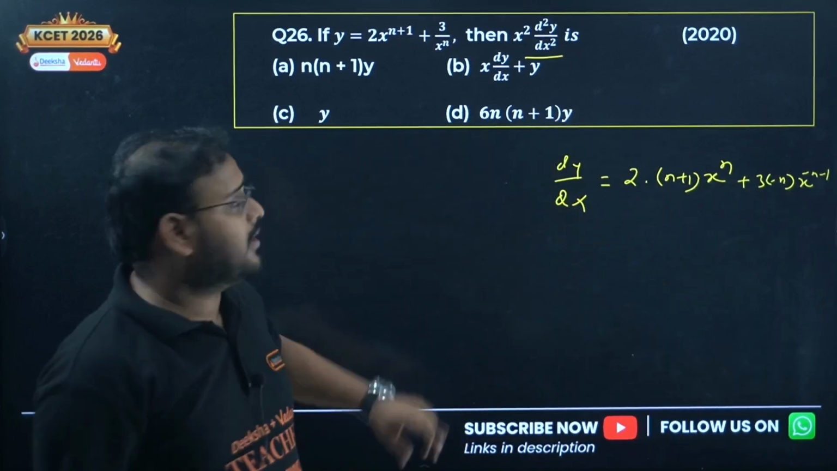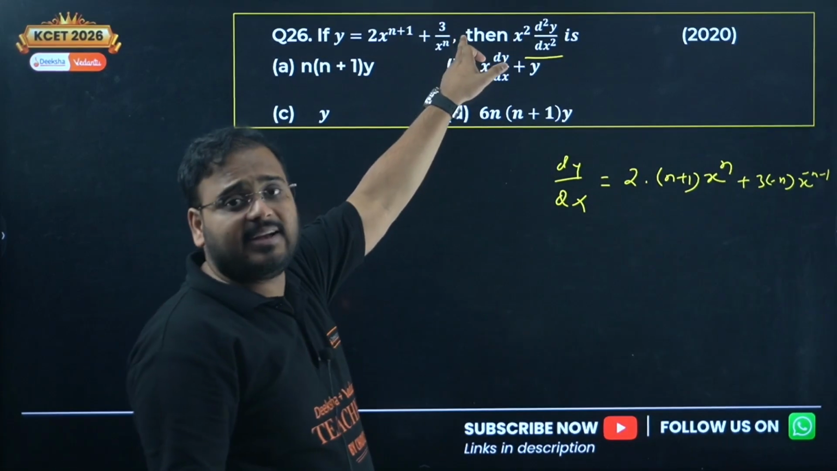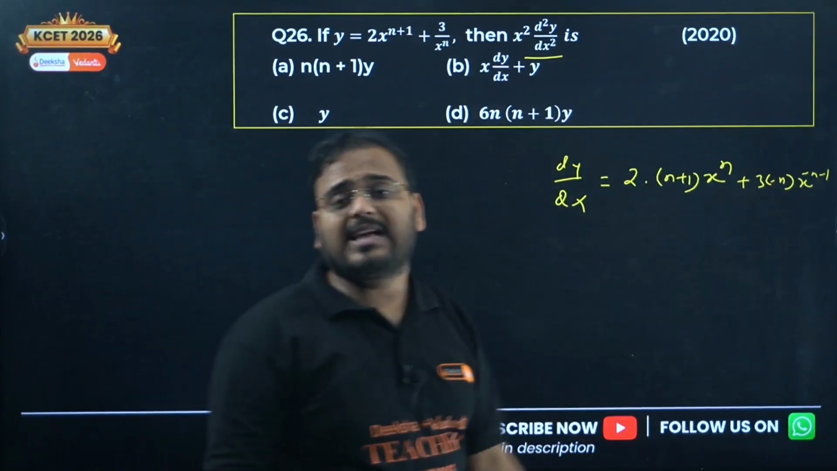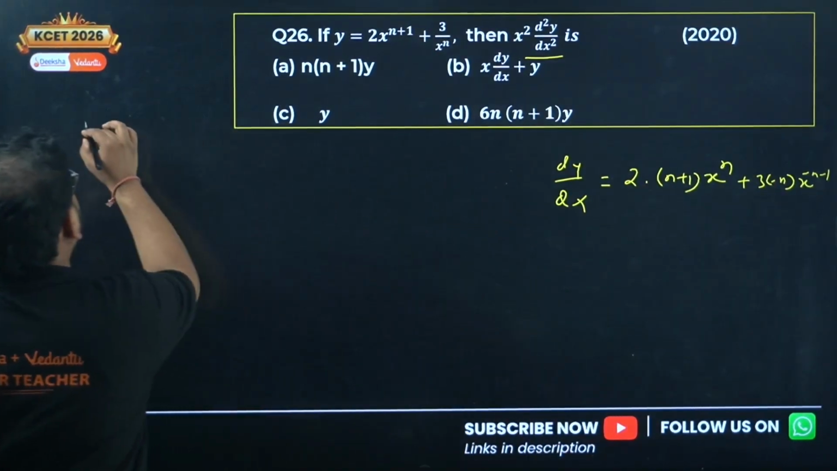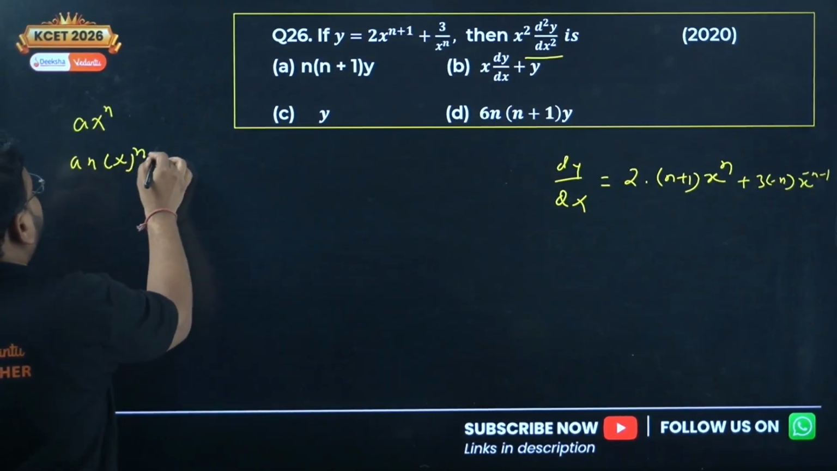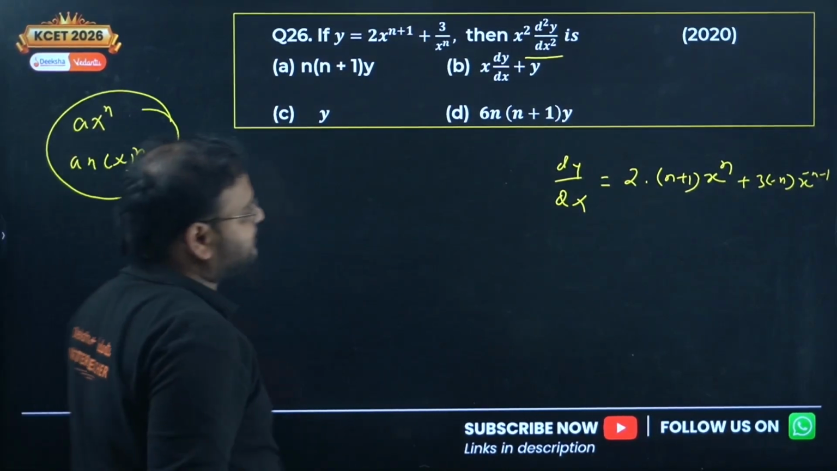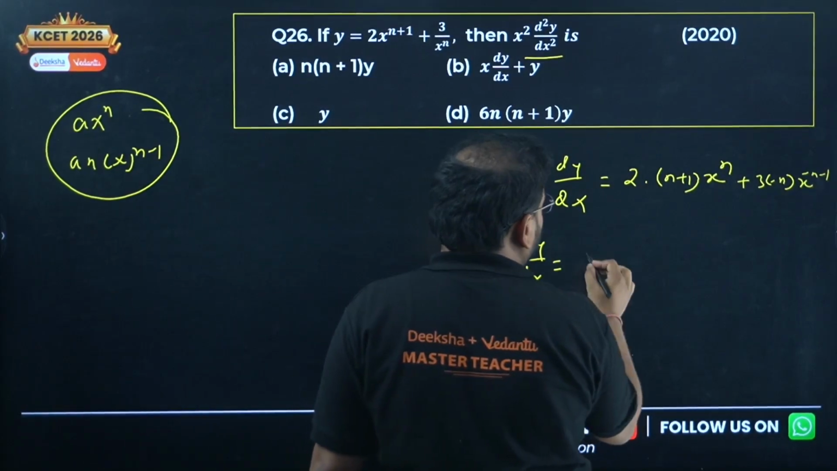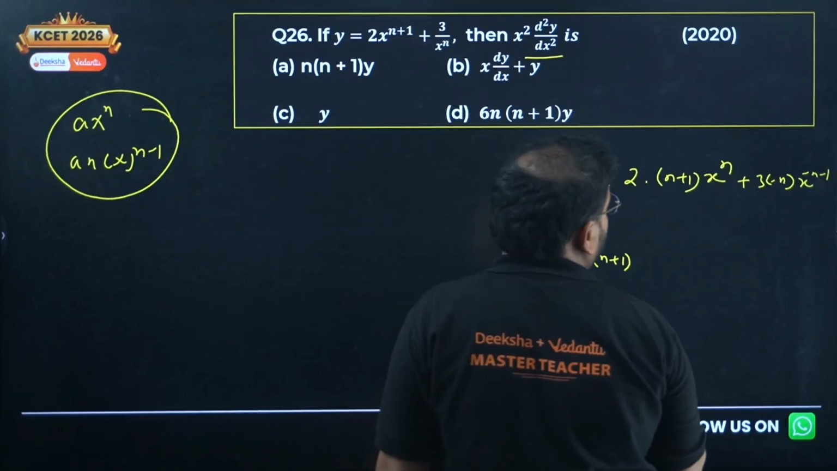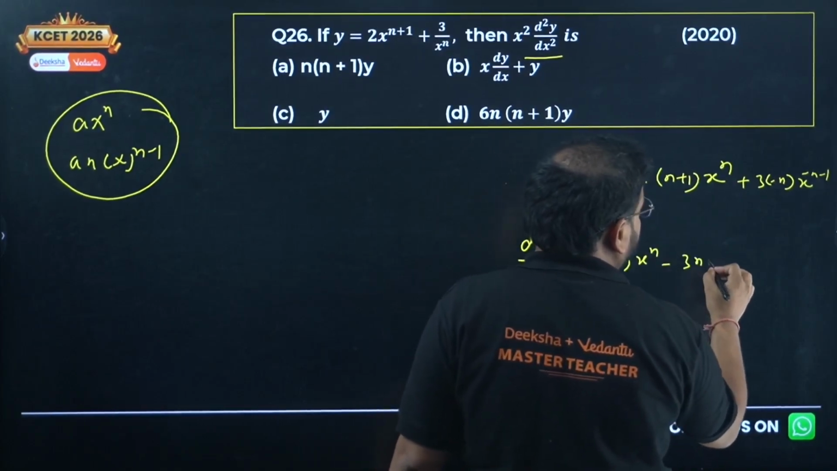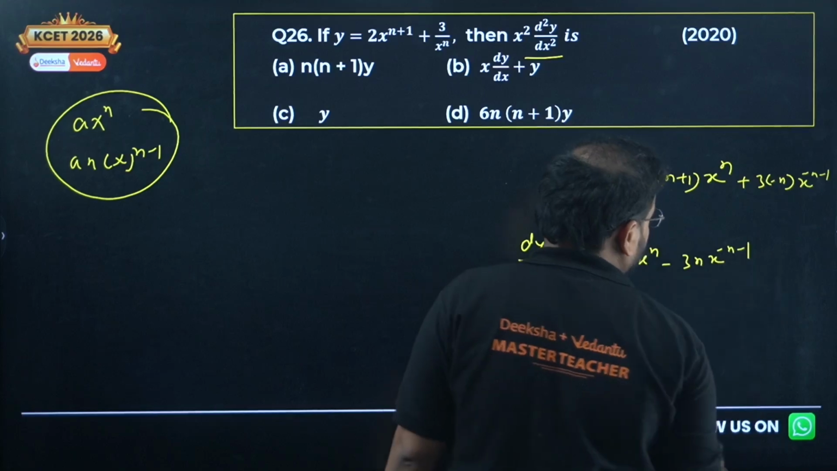What did you do, sir? This is what? 3 into x power n, right? So I take, sorry, x power minus n, right? So minus n comes as the coefficient, x power minus n minus 1. What formula is this? Ax power n. Derivative is what? A into n, x power n minus 1. Polynomial derivative. Check now. So we have dy by dx 2 into n plus 1 x power n. We have minus 3 into n x power minus n minus 1.